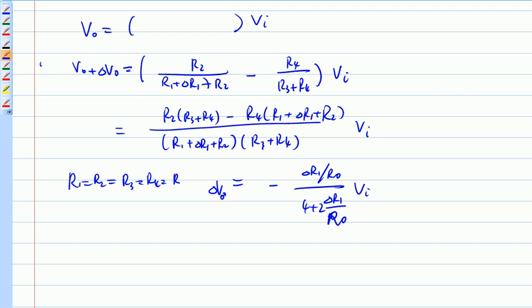So now the question is, if delta VO equals 3 volts and VI is 10?